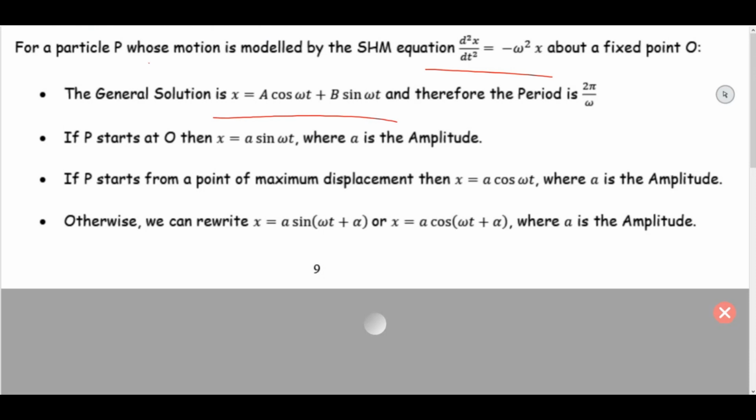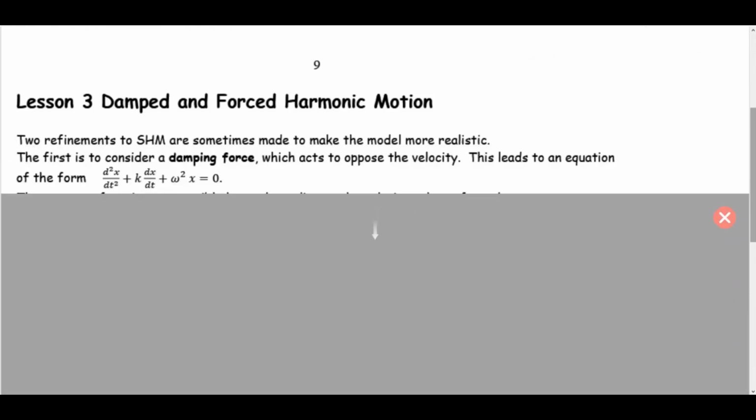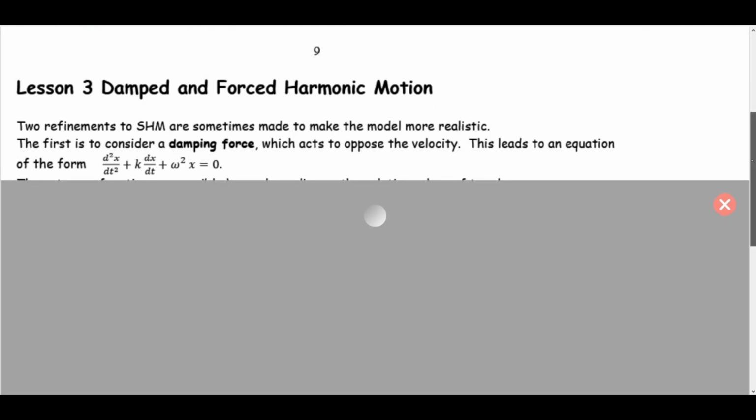So what that means is the particle oscillates about its equilibrium position. Its motion alternates between being a positive and a negative displacement. If we know what the initial conditions are, we can work out A and B and so forth. Now, what we're going to do today is what is more likely to turn up in an exam, which are two refinements to the simple harmonic motion model.